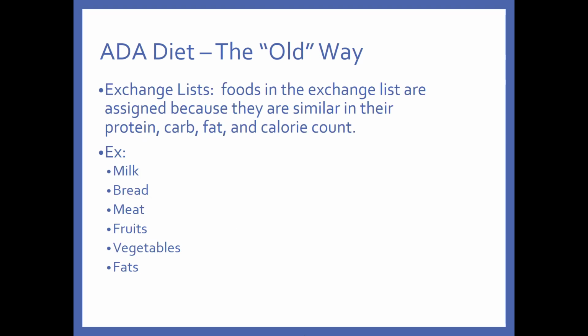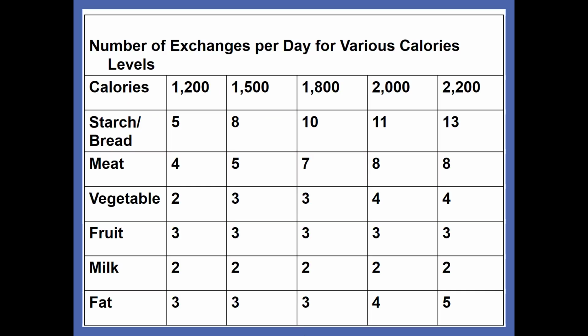The exchange lists were foods in these certain categories, and they were assigned because they were similar in protein, carb, fat, and caloric counts. So the main areas that they focused on in the ADA diet were milk, bread, meat, fruits, veggies, and then fats. So this example here, this chart, kind of shows you how they broke those down based on a person's recommended caloric intake per day. If they were on like a 2,000 calorie diet, then you could see how much starch or bread, how much meat, veggies, fruits, milks, and then fat that they could have throughout the day.